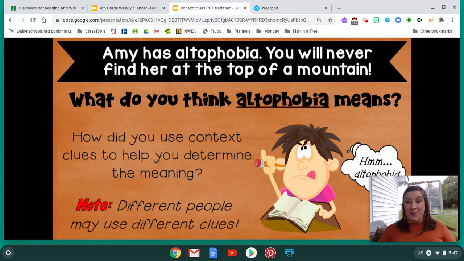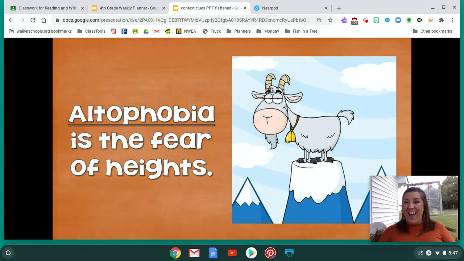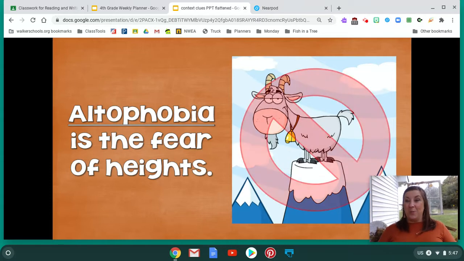Different people may use different clues. When I look at this, I think about what I know, so I can make an inference. She doesn't like being at the top of mountains, and I know that altimeter is like, I've heard of that in an airplane. It's some kind of tool in an airplane to tell how high an airplane is. Maybe she's scared of heights. Is that it? Hey, that's it. Altophobia, the fear of heights. Cool. Let's try another one.